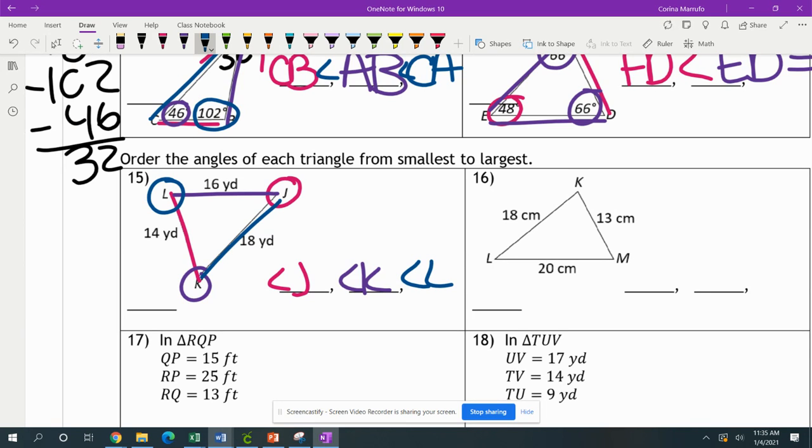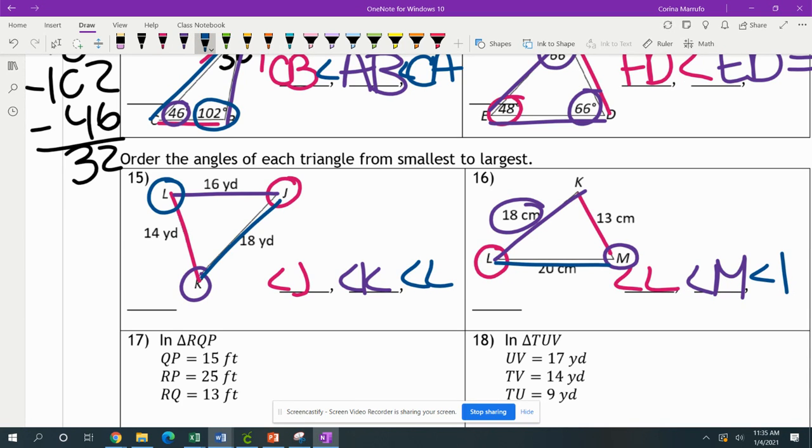Okay, moving to the next one. We have the smallest side is KM, which is 13. So angle L. And then the next one is going to be the 18, which is across from angle M. And then across angle K is going to be the 20. So angle K. That's the biggest side.